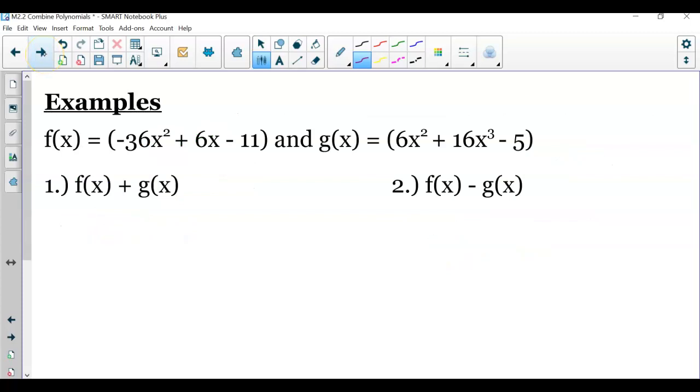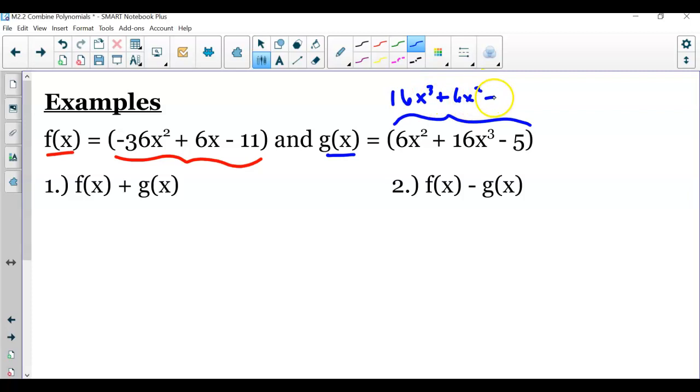So here with these examples, we are introducing function notation. Function notation is just showing how here, for example, f of x is equal to this trinomial here, and g of x is equal to this trinomial here. Now I'm going to go ahead and write our g of x trinomial in standard form. So this is 16x cubed plus 6x squared minus 5.